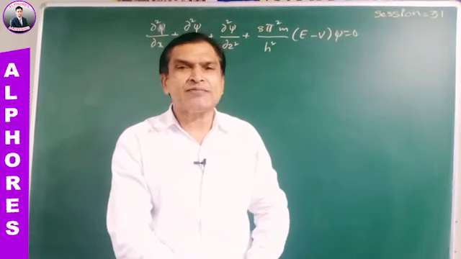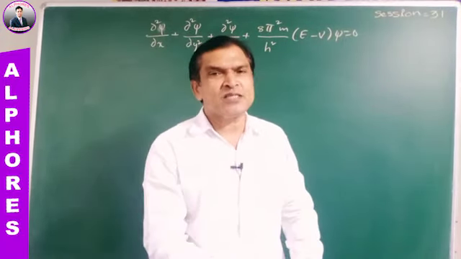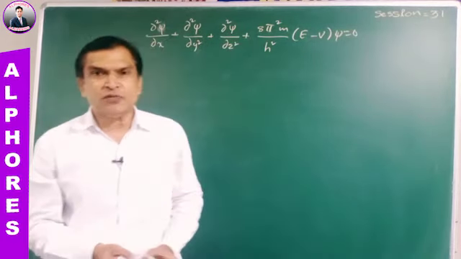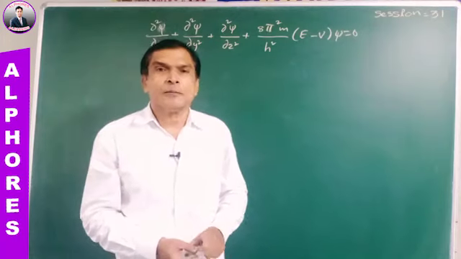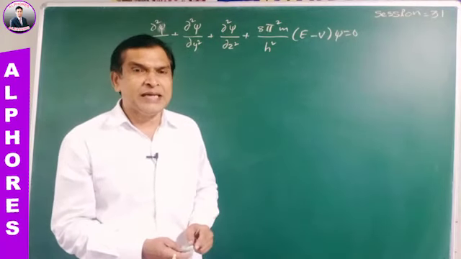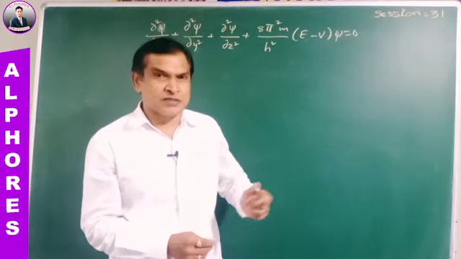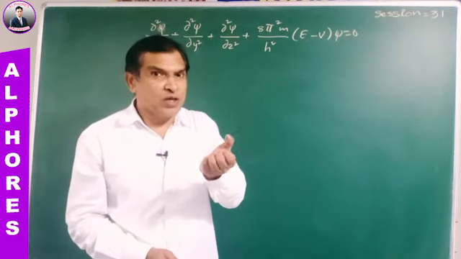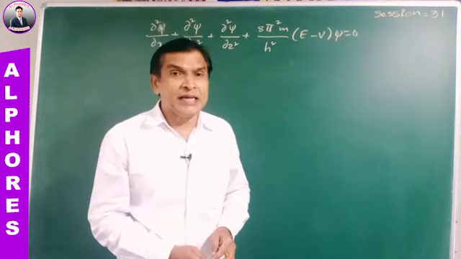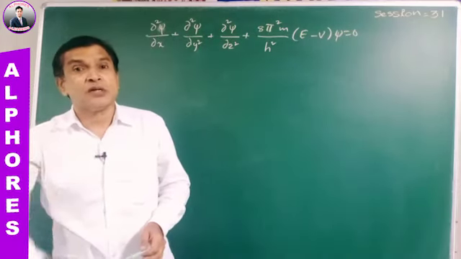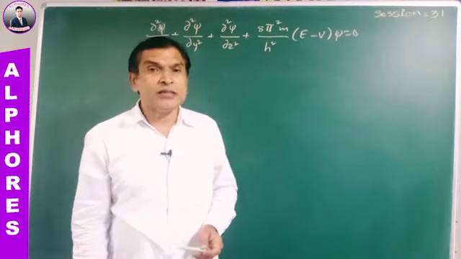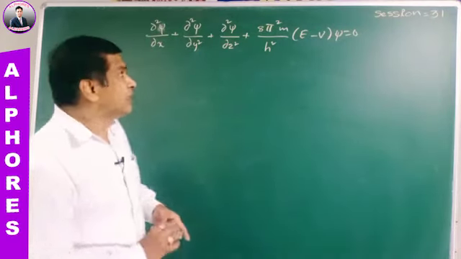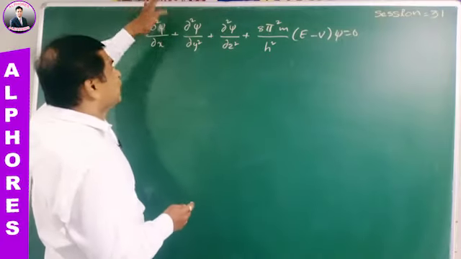What is the significance of Schrödinger wave equation? It explains the probability of finding electron around the nucleus. That means it explains the existence of orbital. The maximum probability of finding electron is orbital only. That means it gives the idea about orbitals. Then what is psi? Psi is the wave function.